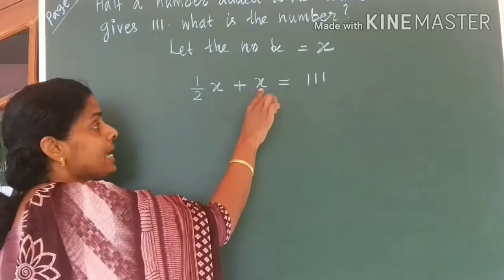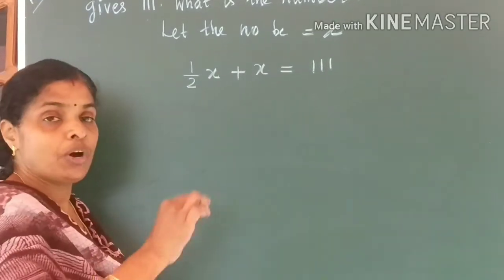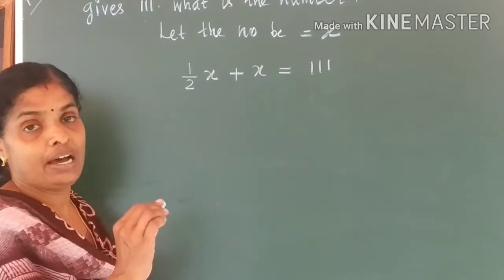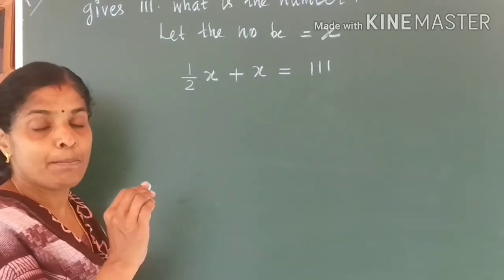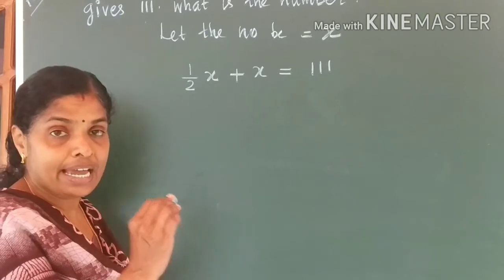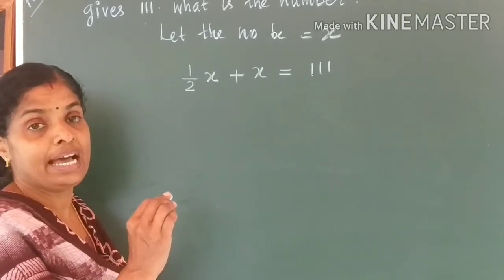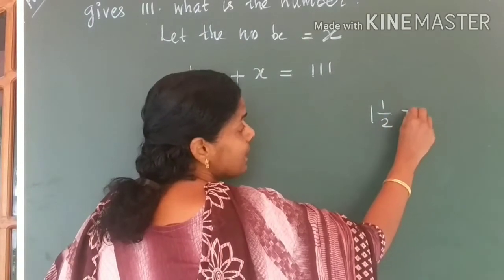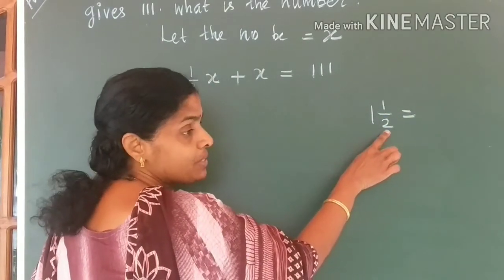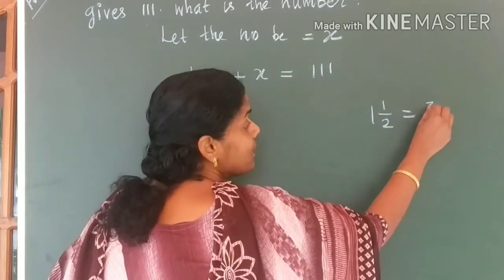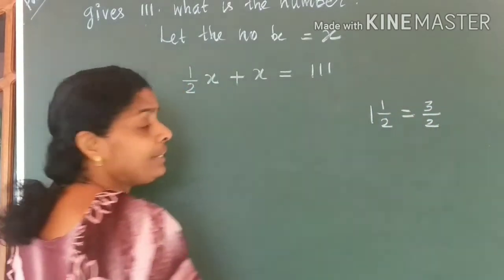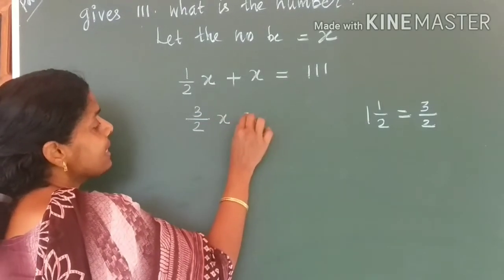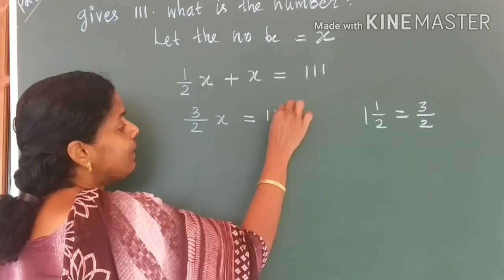Now add x to half x. What do you get? 1 plus half gives you 1 and half. 1 and half is a mixed fraction. We can write it as an improper fraction as 3 by 2. 1 and half is equal to 1 2 is 2, 2 plus 1 is 3. So you get 3 by 2. So I can write 3 by 2x is equal to 111.